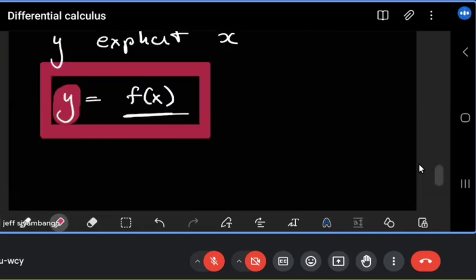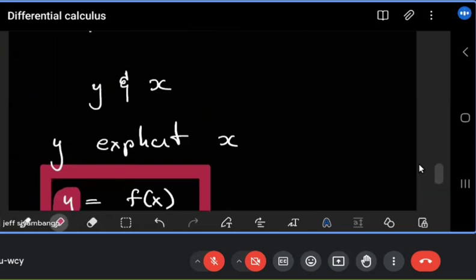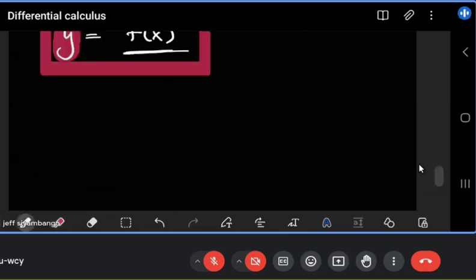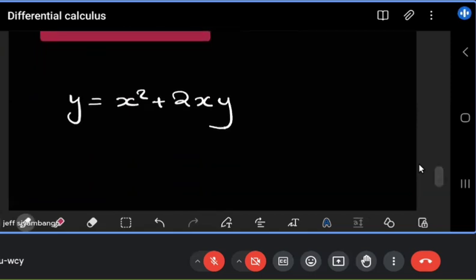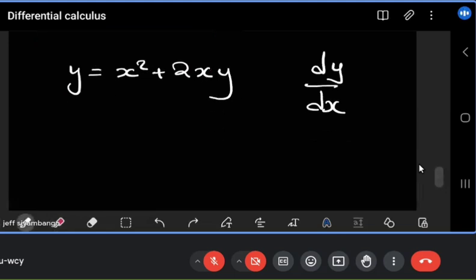Good examples of such functions would be y is equal to x squared plus 2xy. Basically, all the expressions we've been looking at so far have been explicit functions. Take this one, for example. Say you wanted to find dy dx for this function. If you wanted to treat it as an explicit function, you don't want to go directly to differentiate y because of this y, which is on this side.